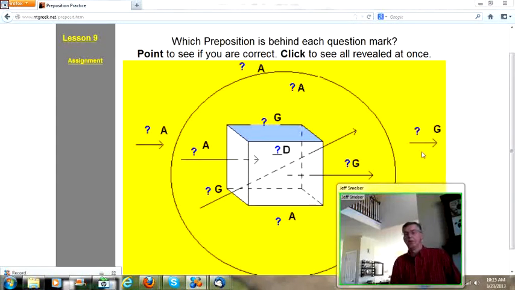So here we have an arrow pointing away from the diagram and a G indicating the genitive case. So if we point to the question mark, we'll see that the preposition that means or indicates away from and used with the genitive case is apa. So over here on the left, we have an arrow pointing toward the diagram used with the accusative case. If we point to the question mark, we'll see that the preposition that would indicate this idea is pros.